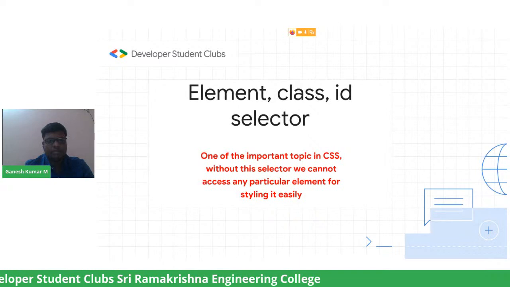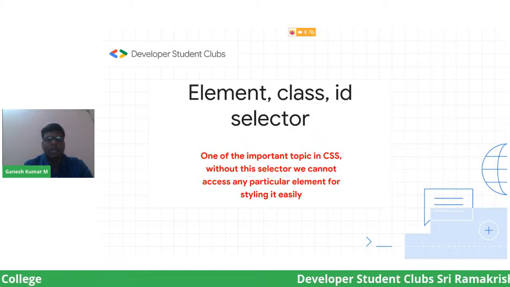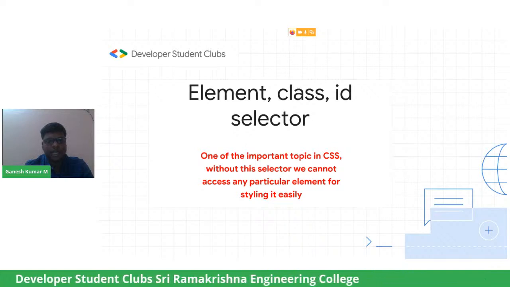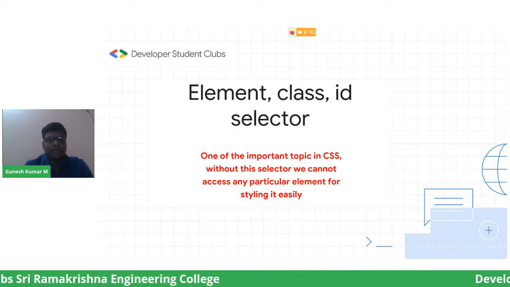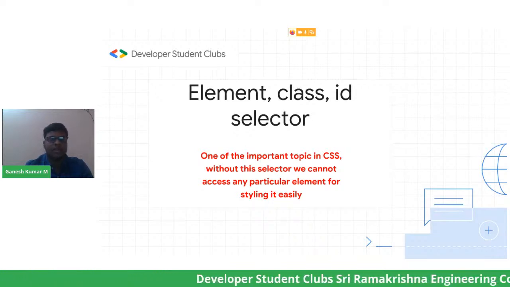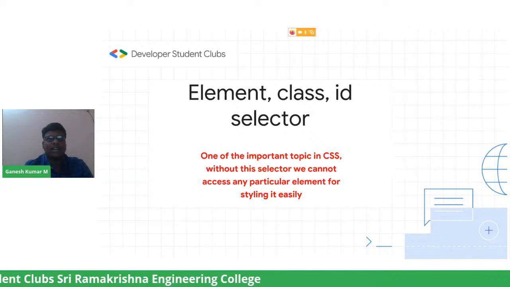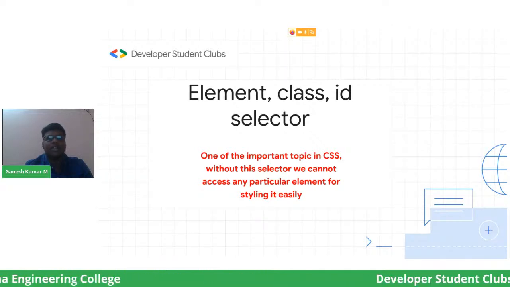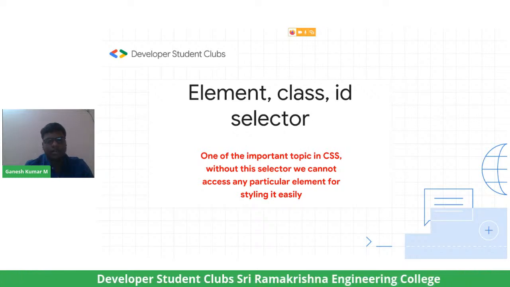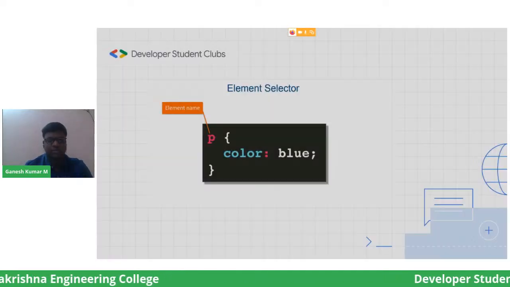Okay, next, one of the important topics in CSS. What are those? Element, class, and ID selectors. What do class and ID selectors mean? We have to select a particular tag. Take an example: if we build a real responsive website, there are a lot of elements, a lot of div elements, a lot of span elements and many more. So to target one particular div element, we can go with a class or an ID selector. Now let's look into them.